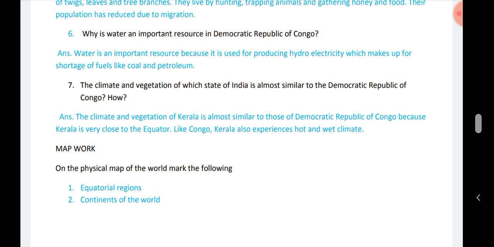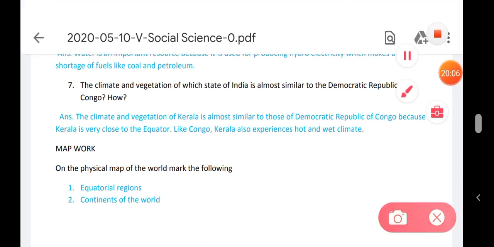The climate and vegetation of which state of India is almost similar to the Democratic Republic of Congo and how? So students, the climate and vegetation of Kerala is almost similar to those of Democratic Republic of Congo because Kerala is very close to the equator like Congo. Kerala also experiences a hot and wet climate. And the map work, which you have to do in your notebook, is this. On the physical map of the world, mark the following equatorial region and continents of the world.